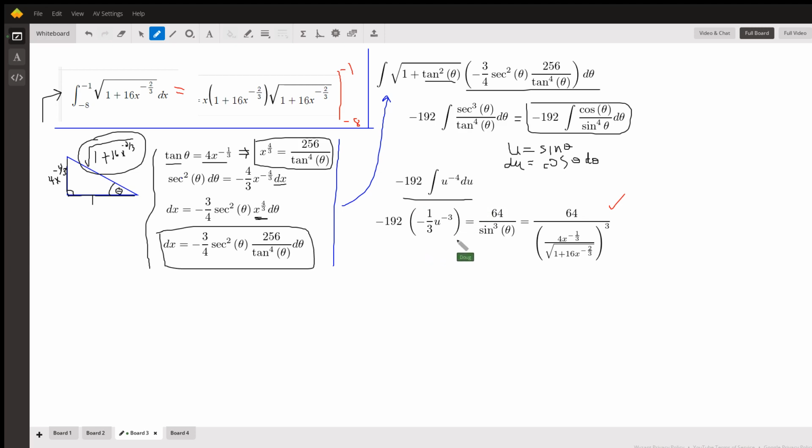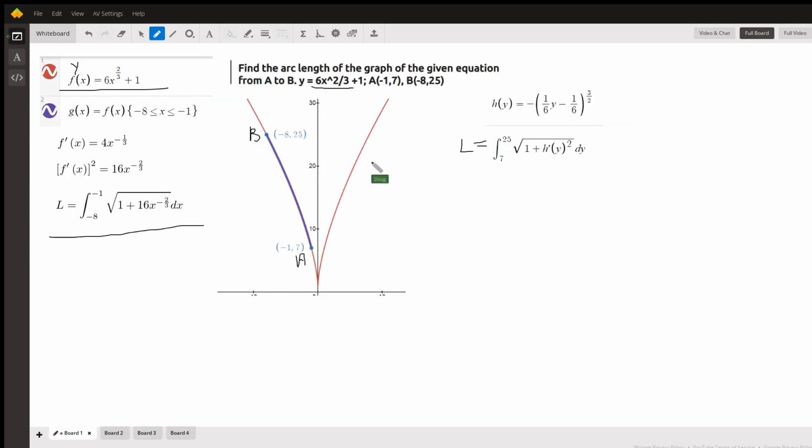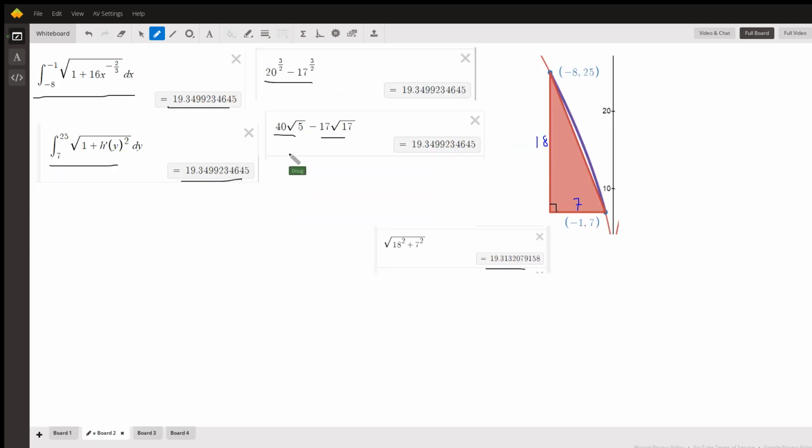Here's the antiderivative, replacing u with sine of theta. And finally, sine of theta we can get from this little right triangle, opposite over hypotenuse. And if you simplify all that, you get this function right here. Okay, and we have to evaluate that from -8 to -1. If you do that, you get 40 radical 5 minus 17 radical 17.